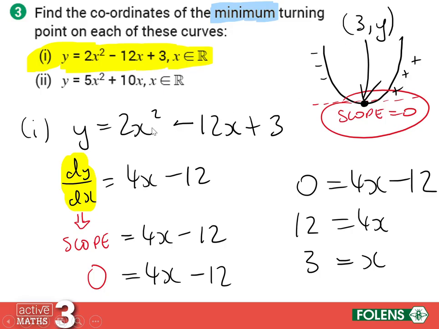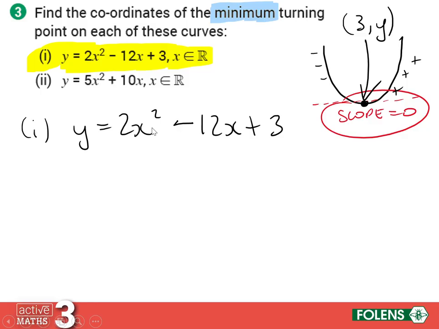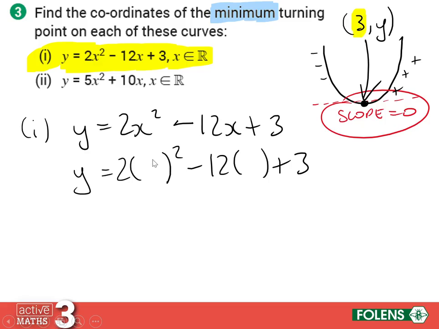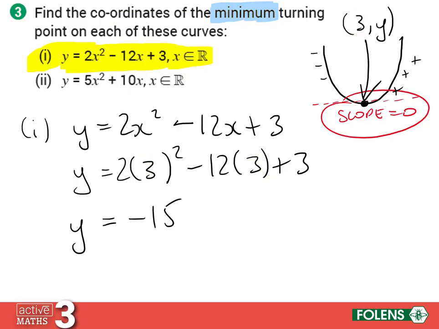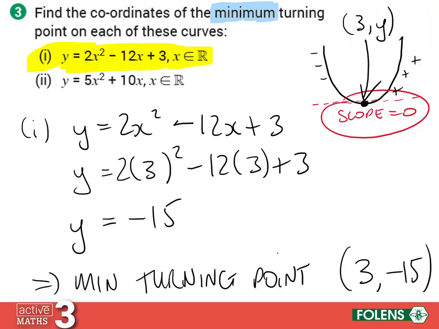So you need to go back to your original equation. Your y is equal to 2x squared minus 12x plus 3, so basically 2 times the input squared minus 12 times the input plus 3 will give you the value of y. We've got our input 3, so let's substitute in 3 for x, like that. Get your calculator, work that out, and you get minus 15. So as you can see, when the input is 3, the output is minus 15, and therefore that is the minimum turning point in that question: 3, minus 15.